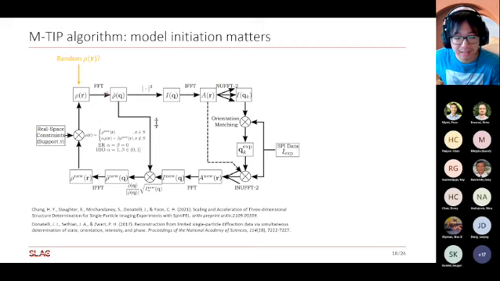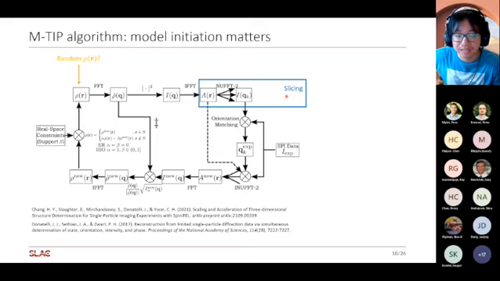In practice, this algorithm is a bit more complicated, as you can see from this diagram. Basically, let's say we start from some random model, and we generate slices based on the random model.